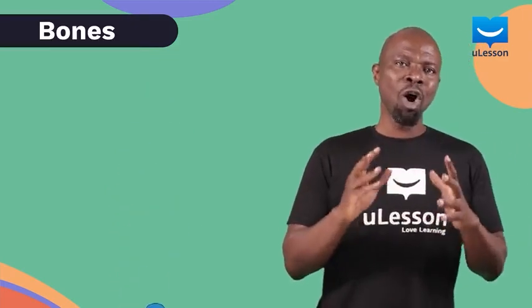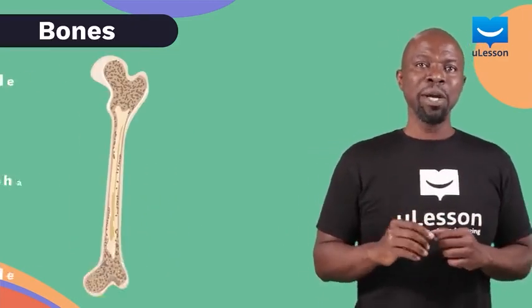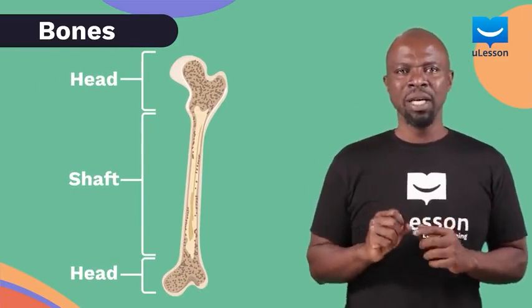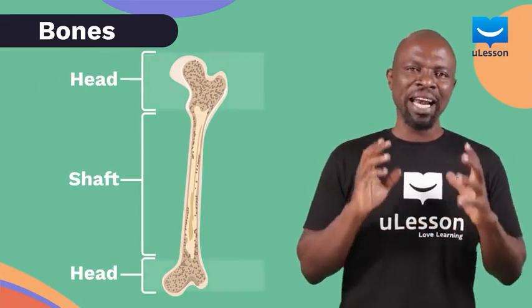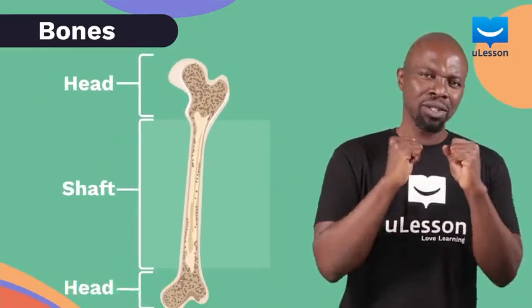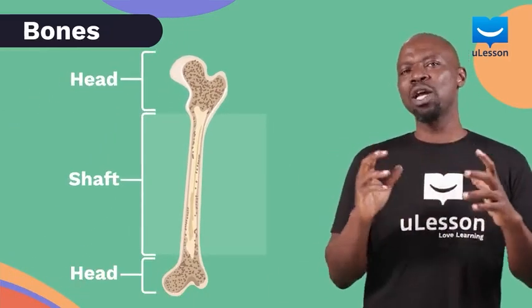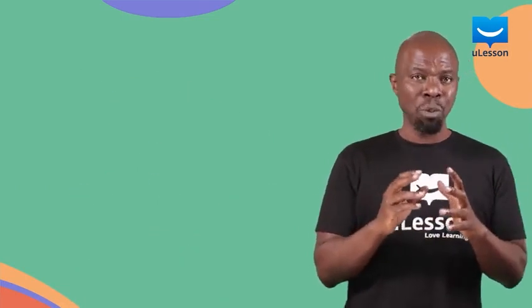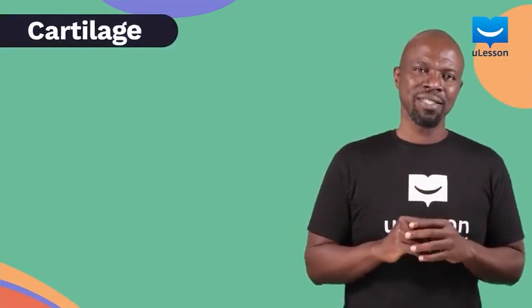Let's take a look at a long bone. It's made up of two heads with a shaft connecting them. These heads are spongy and have honeycomb structures, while the shaft is compact and solid and filled with yellow bone marrow. The other material form we should talk about is cartilage.